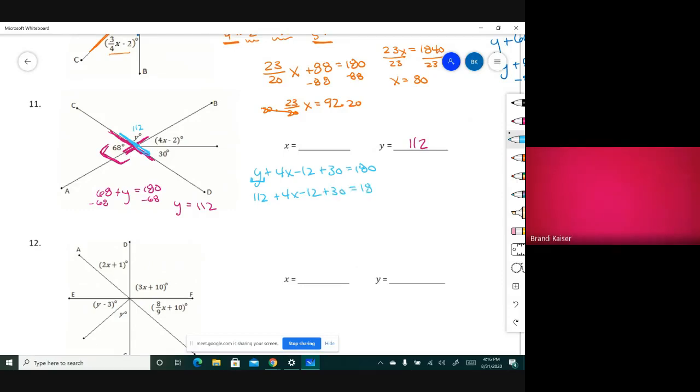Okay, and now the only variable I have to solve for is X, so combine like terms. I have 112 minus 12 plus 30. So 112 plus 30 minus 12 is 154. Plus 4x equals 180. I need to subtract the 154 to the other side. So let's see here, 180 minus 154 is 26. Divide by 4.